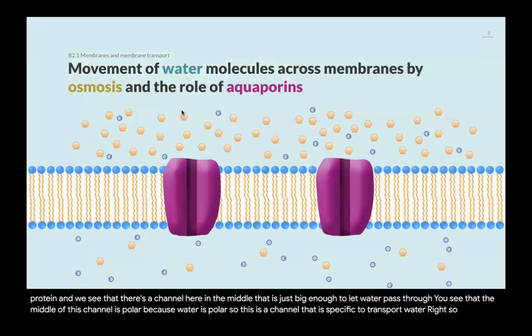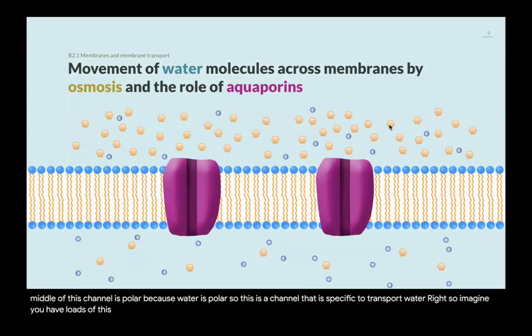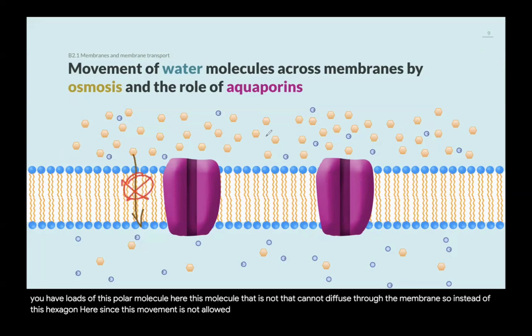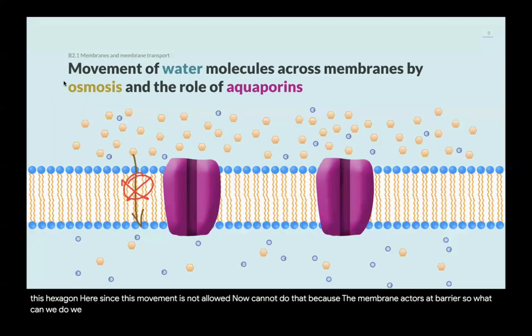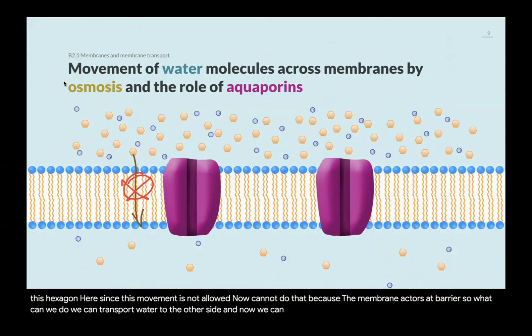Right, so imagine you have loads of this polar molecule here, this molecule that cannot diffuse through the membrane. So instead of this hexagon coming down here, since this movement is not allowed, it cannot do that because the membrane acts as a barrier. So what can we do? We can transport water to the other side, and now we can balance the concentrations.